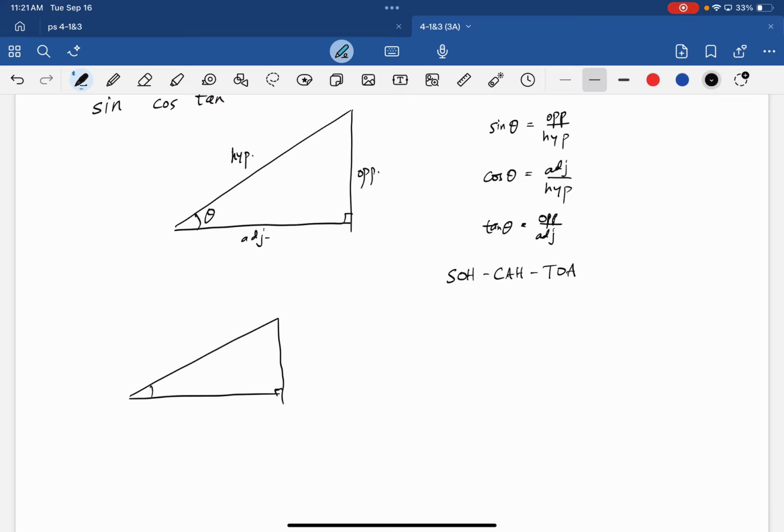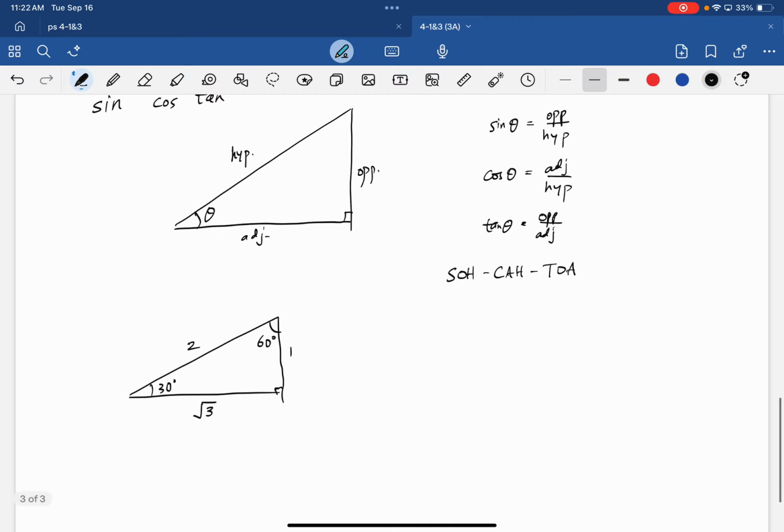Okay, 30 degrees. How many radians is 30? Pi over 6. Very good. How many radians is 60? Okay, so you need to remember the smallest side is always the opposite the 30 degrees, and then the one that's opposite the 60 degrees is root 3, and then the hypotenuse is 2. So you need to memorize these ratios. Have these ratios memorized.